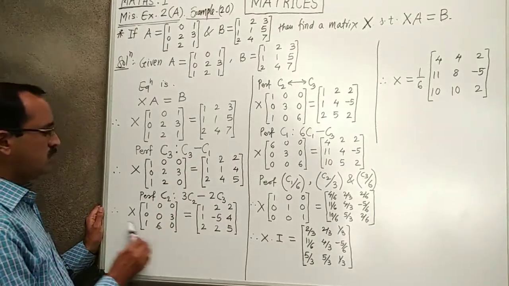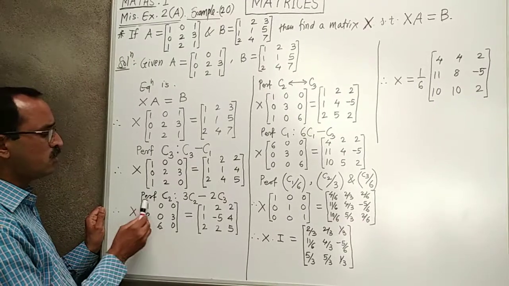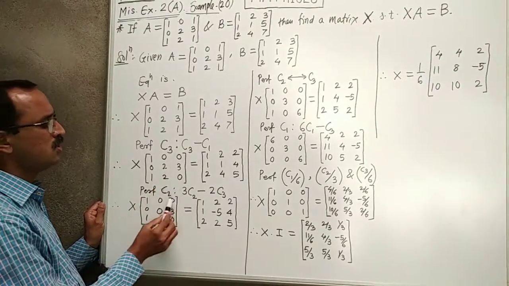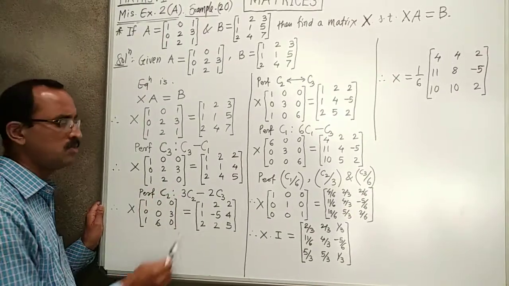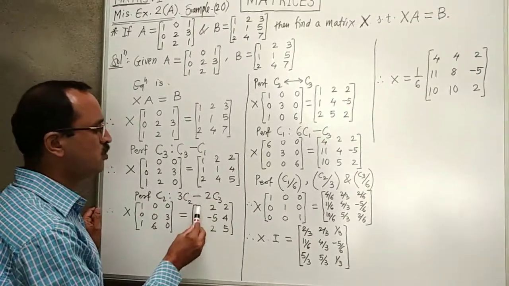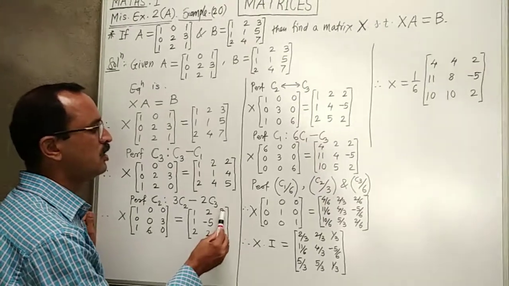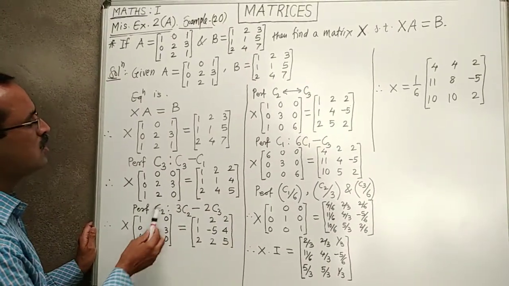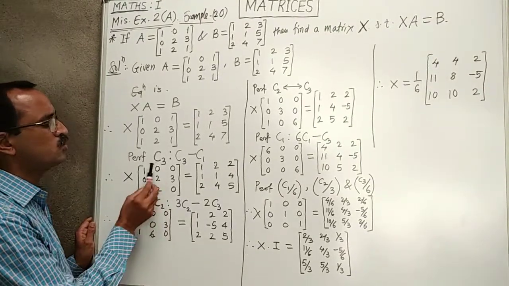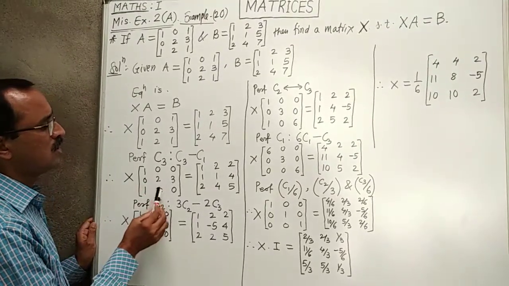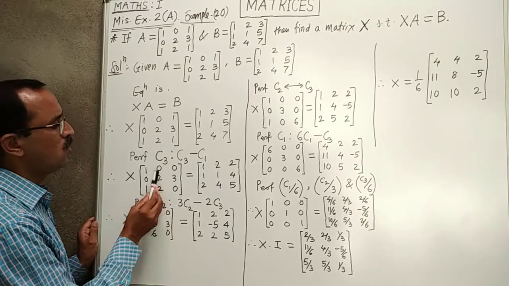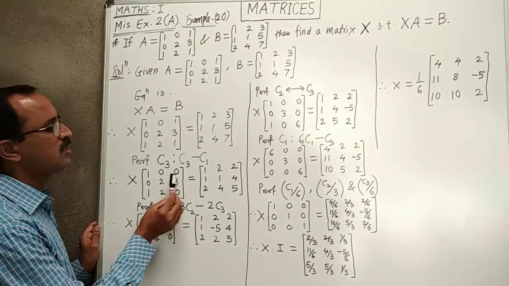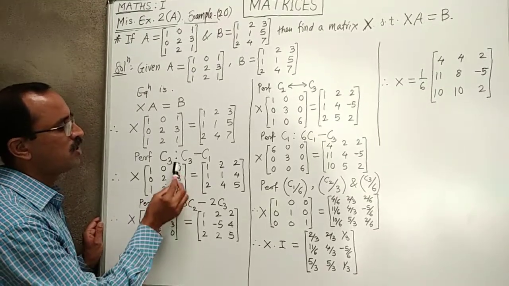Then the equation becomes X into the matrix 1 0 1, C3 0 3 0, which remain the same. On the right hand side also, C1 1 1 2 and C3 2 4 5 remain the same. C2 is changed: here I multiply C2 by 3. That means it is 0 6 6, and the elements of C3 are multiplied by 2.